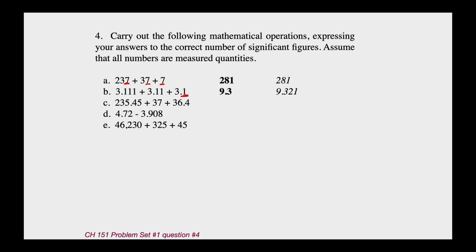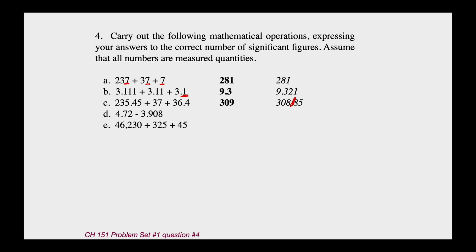235.45 goes to the hundredths, 36.4 goes to the tenths, but it's 37 that stops at the 1 spot. That's going to mess us up. So the answer, 308.85, cut it off at the 1s, which is the 0.85. 8 is the first number to be dropped, so we'll take the 308 and round it up to a 309. Good to go. The next one is subtraction, but again, same idea.